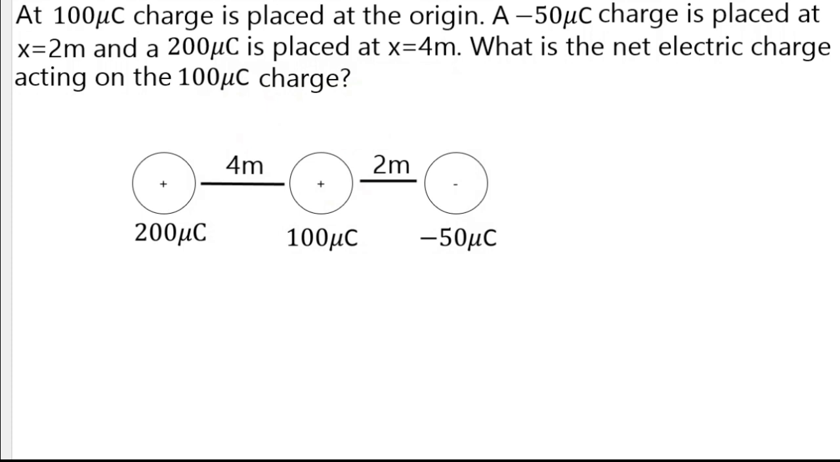A 100 microcoulomb charge is placed at the origin, a negative 50 microcoulomb charge is placed at x equals 2 meters, and 200 microcoulombs is placed at x equals 4 meters. What is the net electric force acting on the 100 microcoulomb charge? So we have a diagram here. We just draw it. To calculate the net electric force that is acting on the 100 microcoulomb charge, we need to know its force.